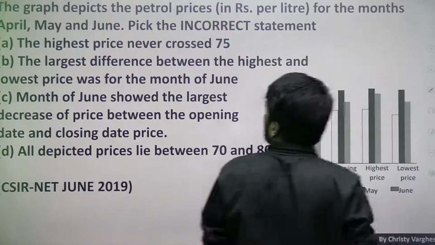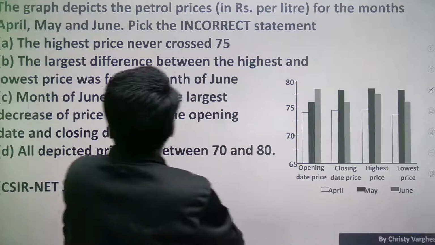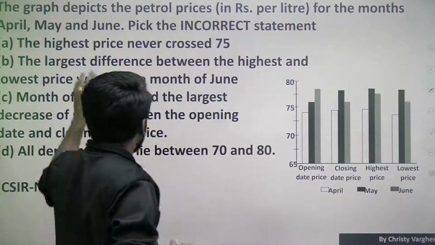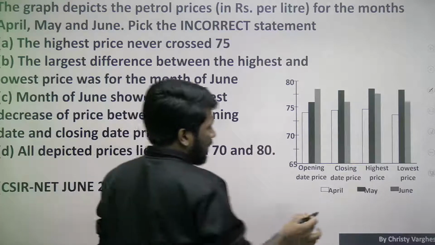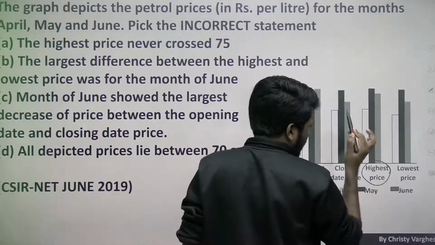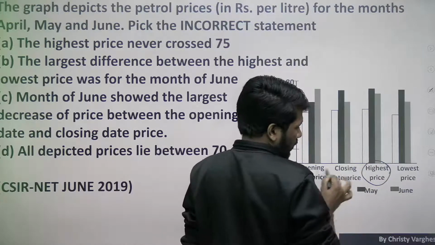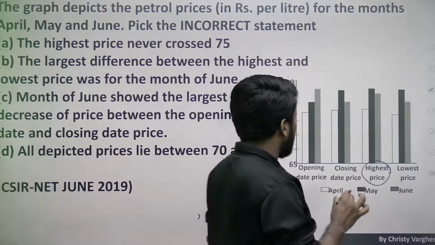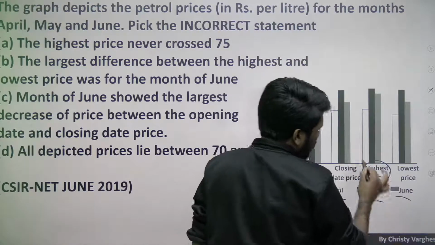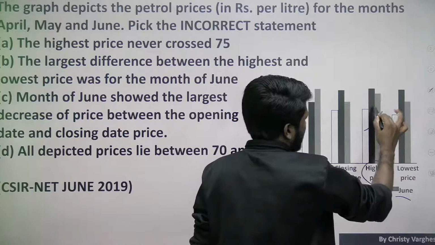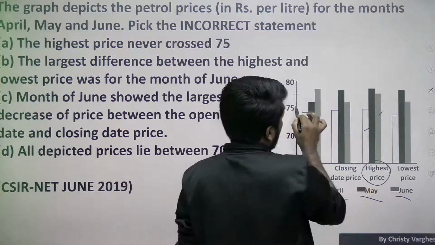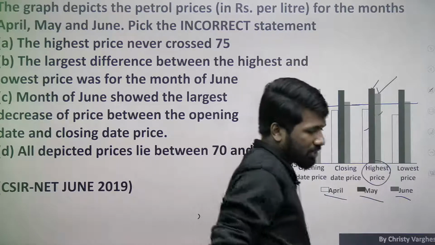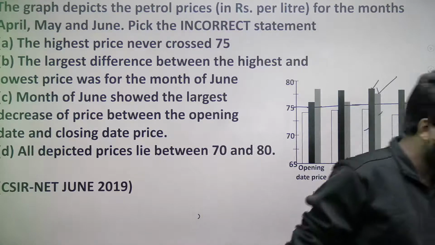So the graph depicts the petrol prices for the months April, May and June. Pick the incorrect statement. The highest price never crossed 75. Highest price, again, answer only what is necessary. For the option A, only highest price bars are needed. Highest price bar, April, May and June is denoted by this, this and this respectively. It have never crossed 75. Is it correct? It is crossing 75 two times. So never crossed is definitely wrong.